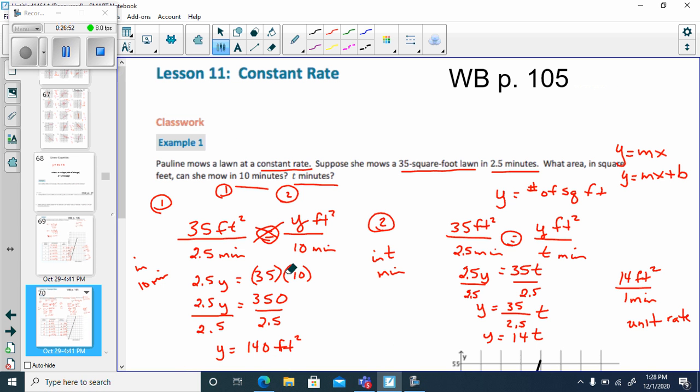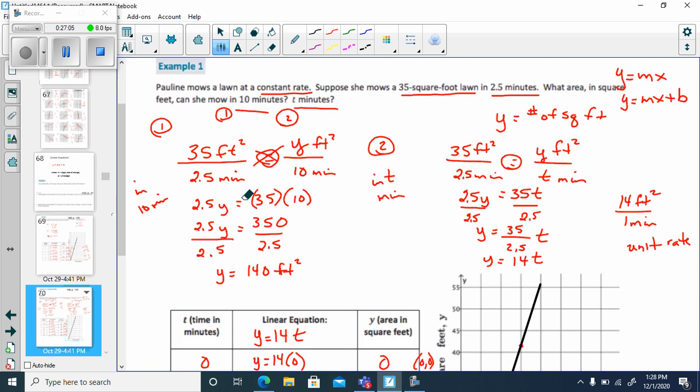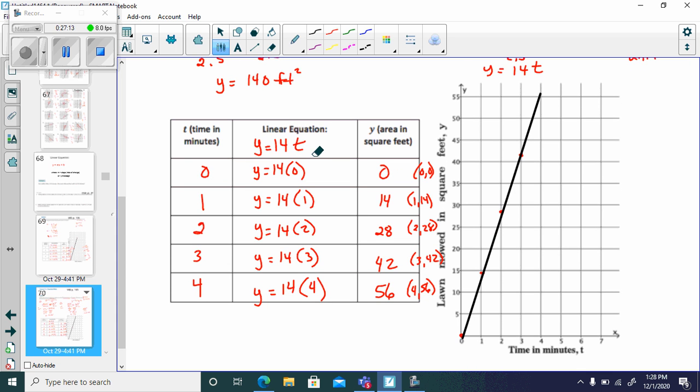Okay, this one was the one about constant rates. It says Pauline mows a lawn at a constant rate. Suppose she mows 35 square feet in 2.5 minutes. Okay, now we had to write an equation from that, and we went through a lot to get there, didn't we? To get y is equal to 14t. Okay, there was our equation. The area in square feet is equal to 14 square feet per minute times the time.